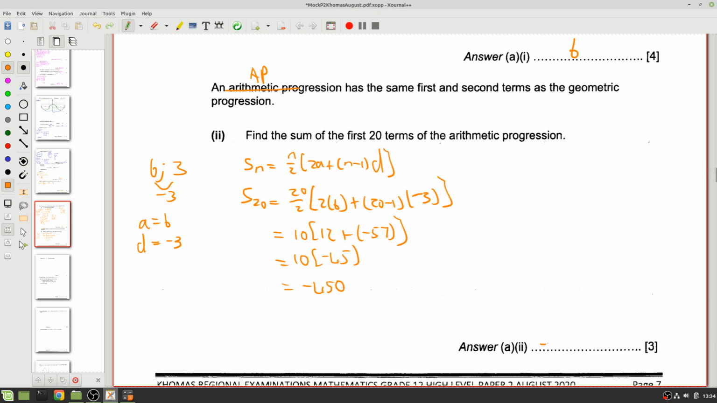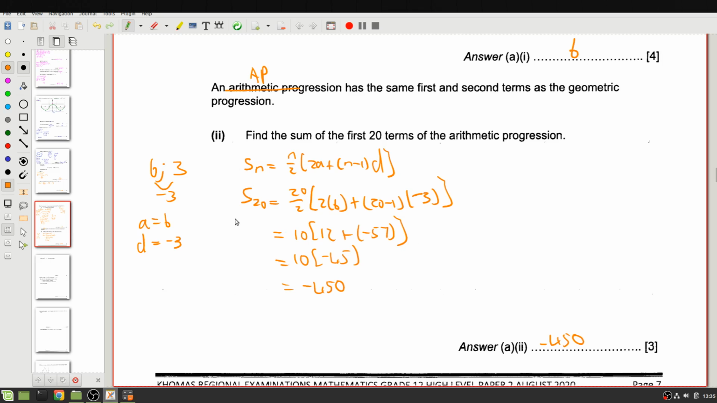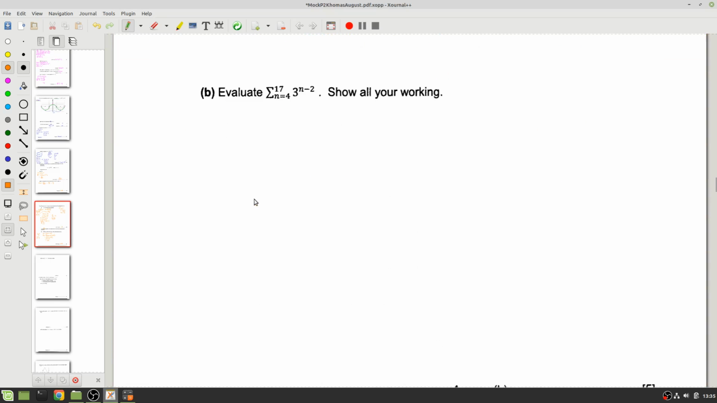So that is the sum of our first 20 terms of this AP. If you used any other methods to find this answer, please let me know in the comments below and we can have a look at that.